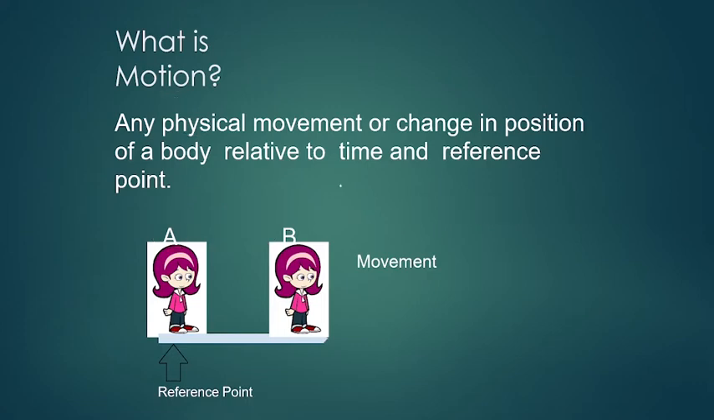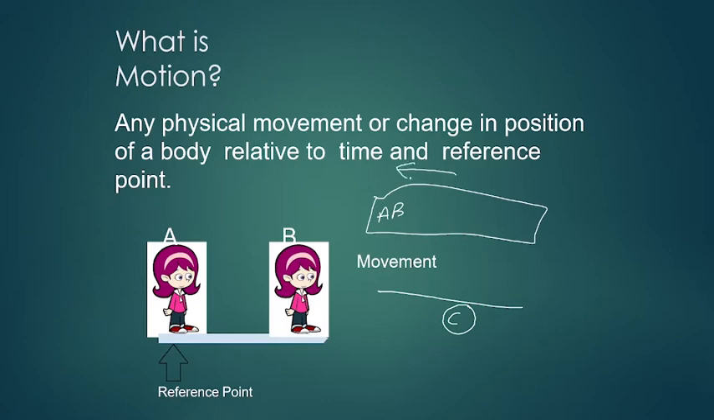Now let us take another example of a train. In the train there are two people, A and B, and outside the train on the platform there is person C. Now when the train starts and is in motion, for person C, A and B both are in motion. But inside the train, for A, B is at rest, and for B, A is at rest.